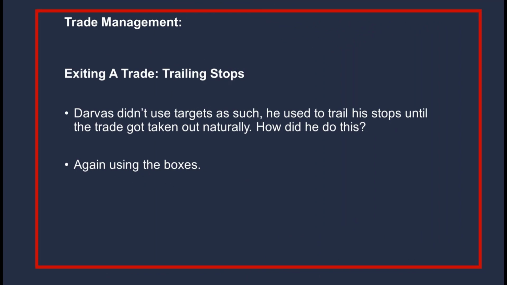And what about the trailing stop idea that Darvas applied? Well, when he came up with his trade idea, he didn't have an upside target as such. He used to trail these stops until he got taken out naturally. So how did he do this? Well, he did it again using the boxes.